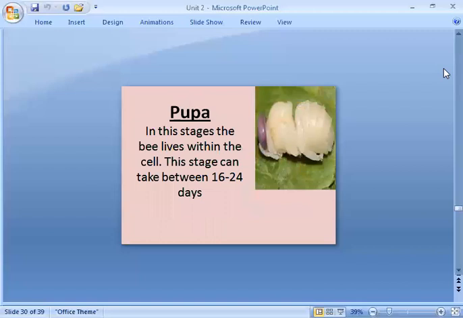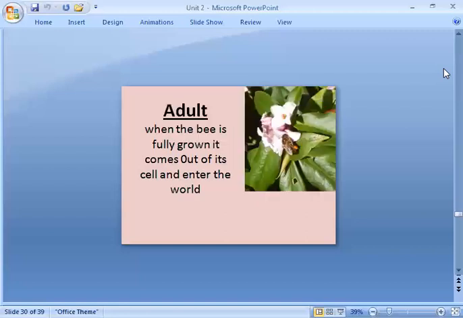Pupa. In this stage, the bee lives within the cell. This stage can take between 16 to 24 days. Adult. When the bee is fully grown, it comes out of its cell and enters the world.